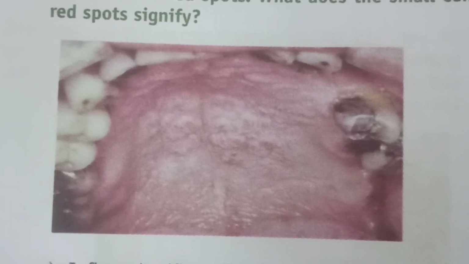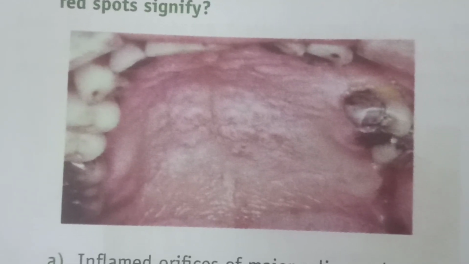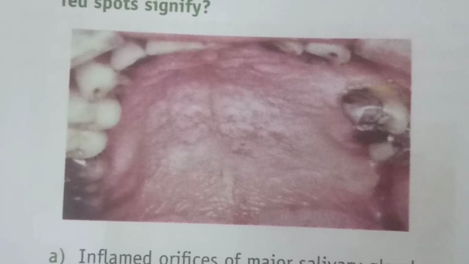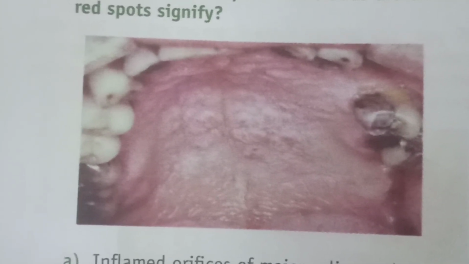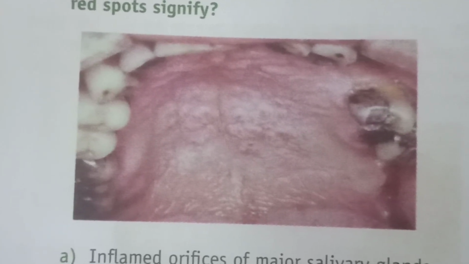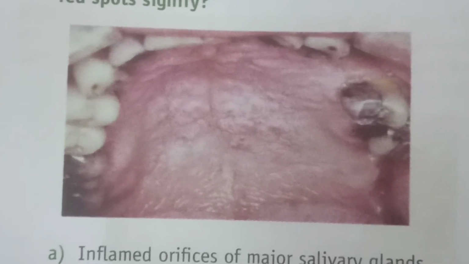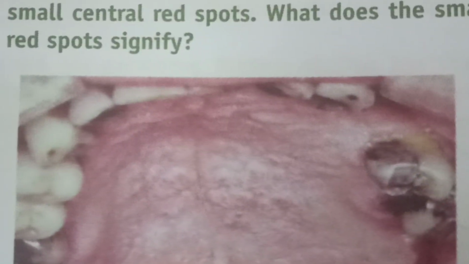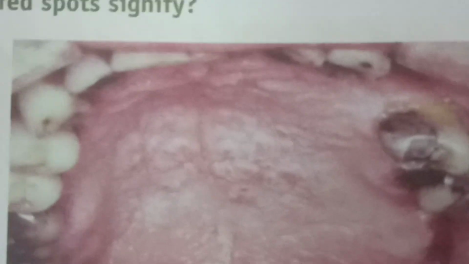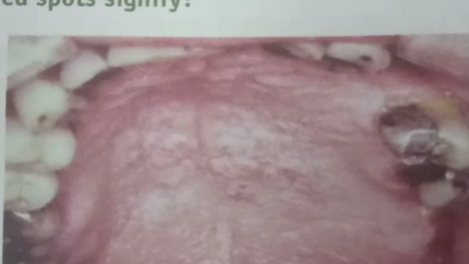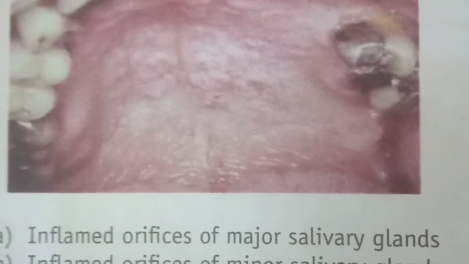369 number question. A 55-year-old chronic smoker presented with a grayish-white palate with small nodular excrescences having small central red spots. What does the small central red spot signify? So the key point here is that the patient is a chronic smoker and he is having these small nodular lesions with a central red spot. You can see here, though the picture is not very clear. Now it is a very easy question, I think.